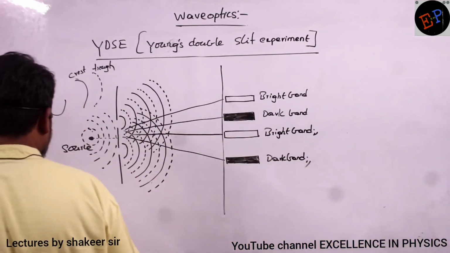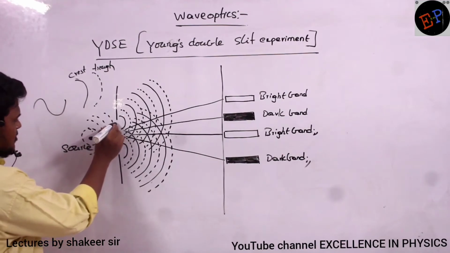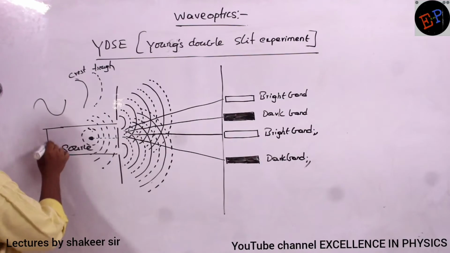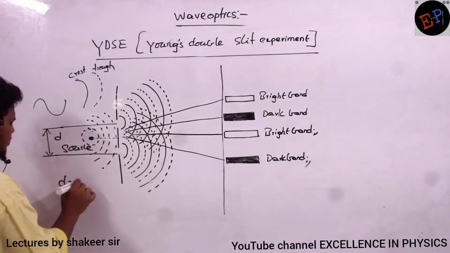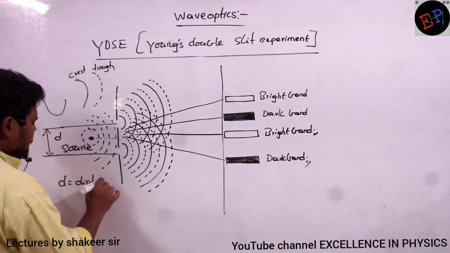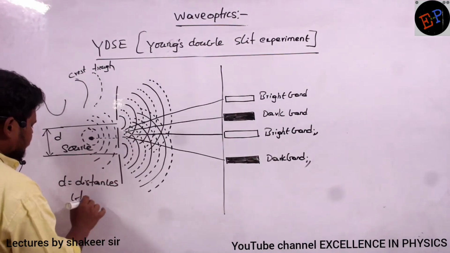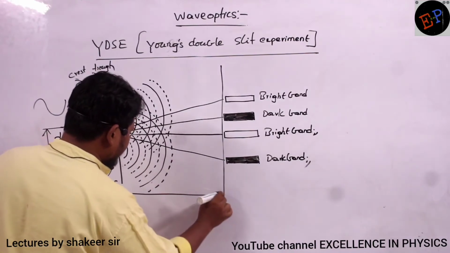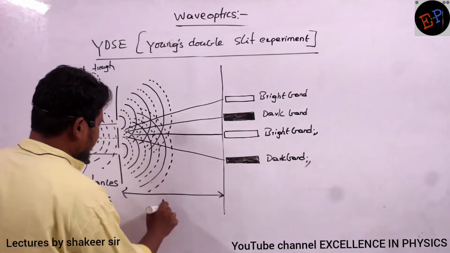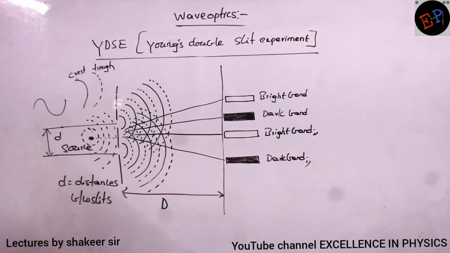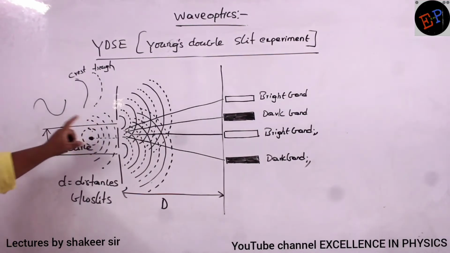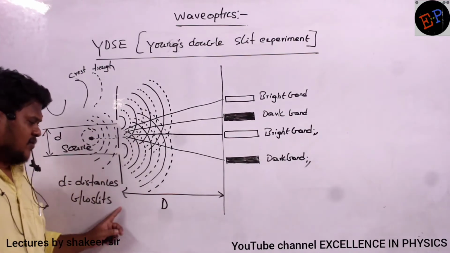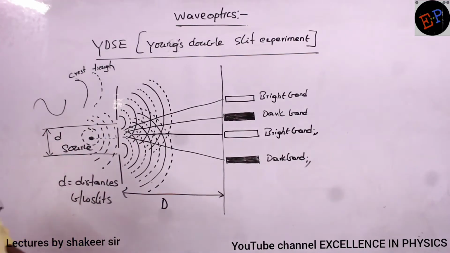Now here we have to study some parameters. What is this distance? This distance is called the distance between the slits, small d. Small d is called the distance between holes or distance between slits. And this distance from the source to the screen is called capital D. Holes madhyalo distance undi kada, adi vachesi small d. And distance between screen and the sources of light is capital D. Are you able to understand?